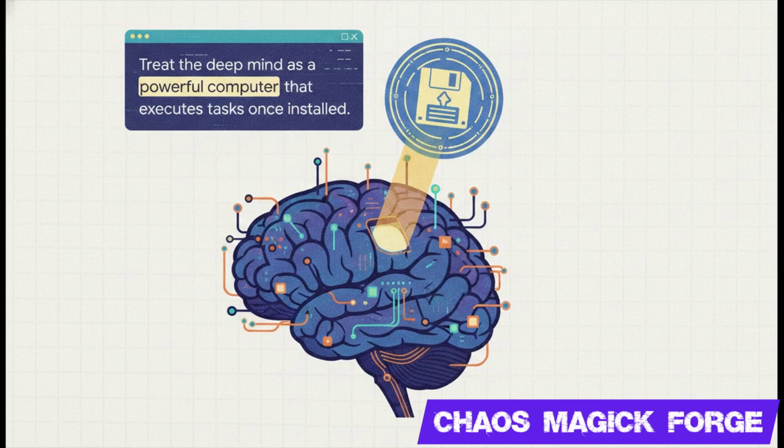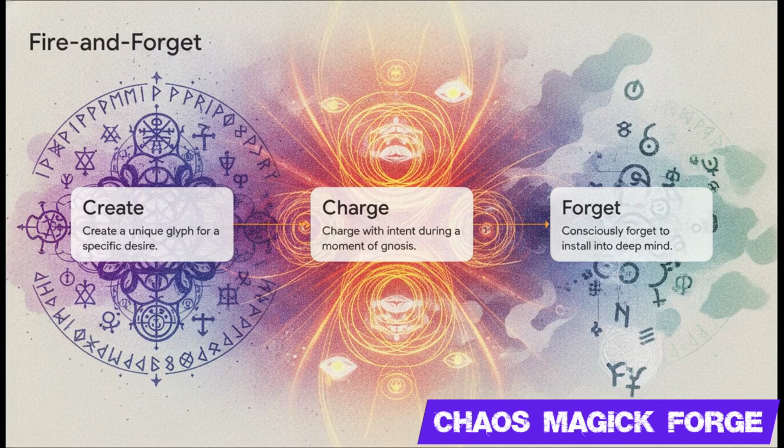So the goal of the magician isn't to consciously force reality to change, it's actually to sneak a software update right past the conscious mind and install it directly into this deep mind supercomputer. The fire and forget sigil process is the quintessential tool to do exactly that. First, you take a specific desire and turn it into a unique visual glyph. That's your sigil. Second, you charge it with intent during a moment of peak concentration, or gnosis.